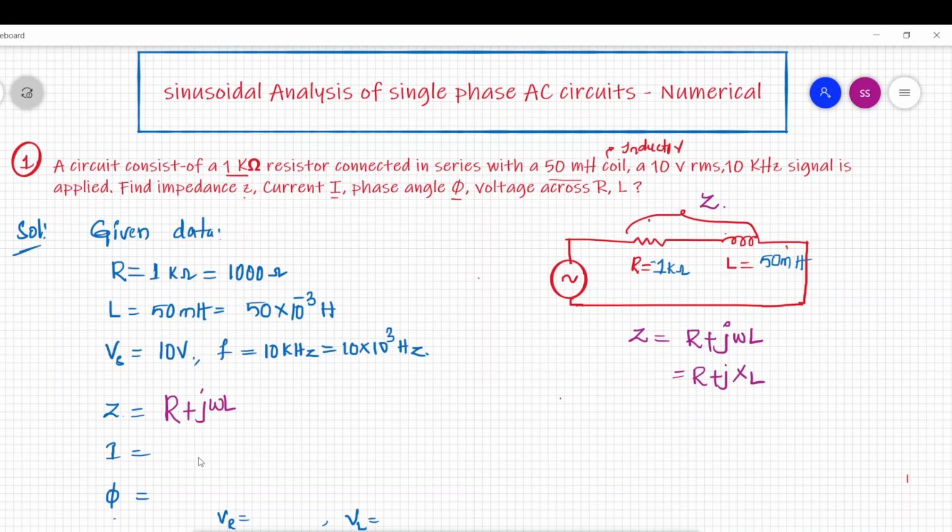How can you find current? Current is nothing but source voltage divided by impedance. The phase angle you find using the impedance triangle, that is tan inverse of XL by R. The voltage across the resistor is I into R, and the voltage across the inductor is I into XL. Let us find them one by one.